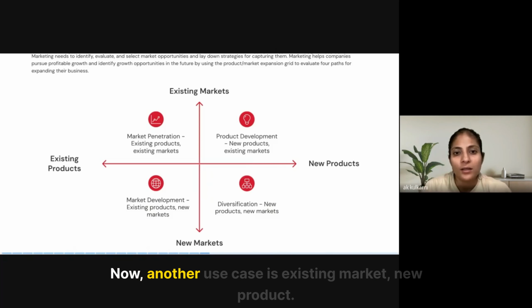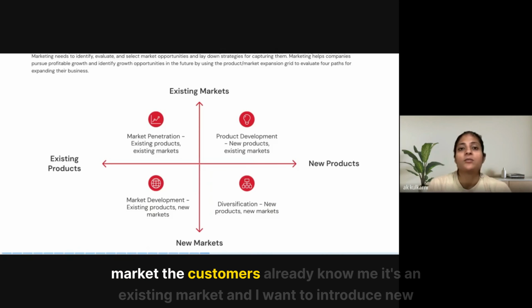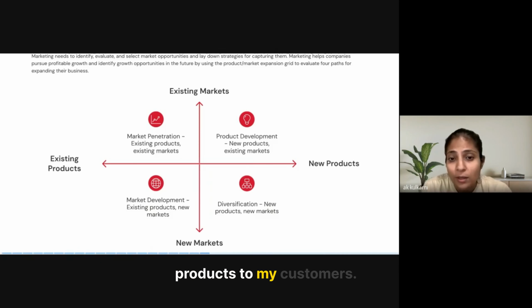Now, another use case is existing market, new product. So I already have my target set of customers. The customers already know me. It's an existing market, and I want to introduce new products to my customers.